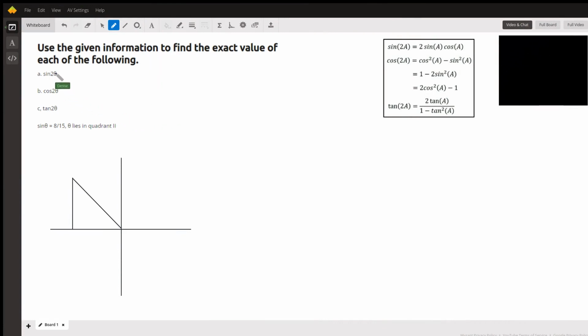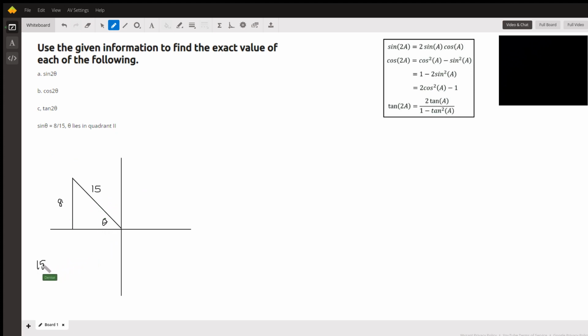Okay, I am going to find the sine, cosine, tangent of 2 theta using the information given here, that the angle lies in the second quadrant. The sine is 8/15. I'm going to use these double angle formulas. Since the sine of theta is 8/15, I know this is 8 opposite, and I know this is 15.